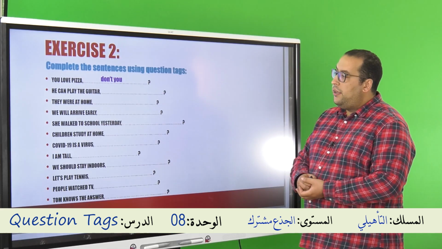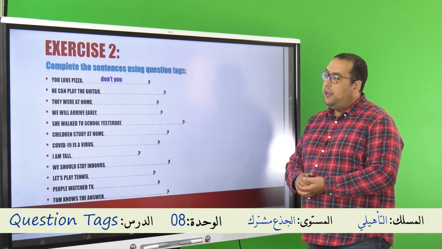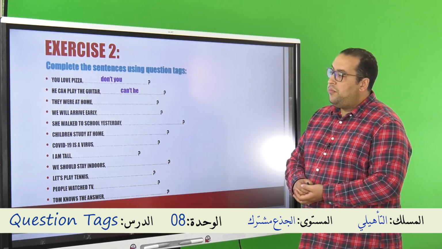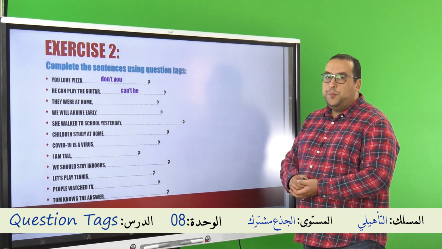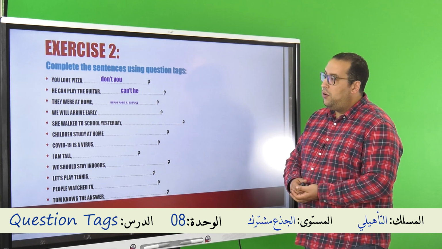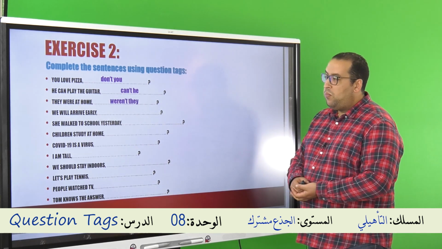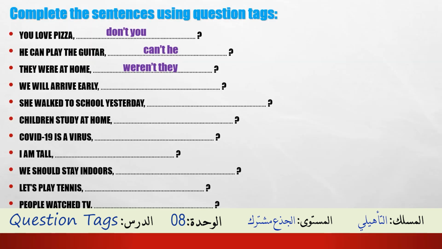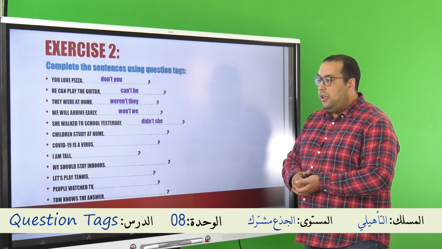He can play the guitar. We have the modal can. Can't he? They were at home. The verb to be here, were. They were at home, weren't they? We will arrive early. Again, will is a modal. Won't we? The opposite of will is won't. She walked to school yesterday. Didn't she? The verb to walk in the past.